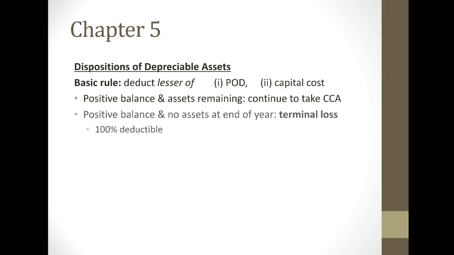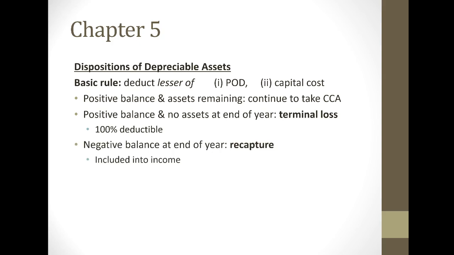Pretty straightforward. Now, if there's a positive balance and there are no assets in that class at the end of the year, you have what's called the terminal loss. If you have a positive balance remaining and you've sold all of those depreciable assets, that means you have not taken enough CCA before you dispose of those assets. So you have a positive amount. You get to deduct that full amount from your income. And once again, that's called the terminal loss. And that's going to reset the CCA balance in that class to 0.